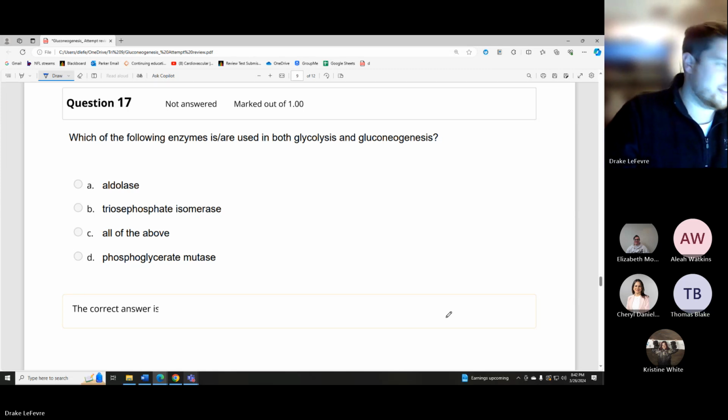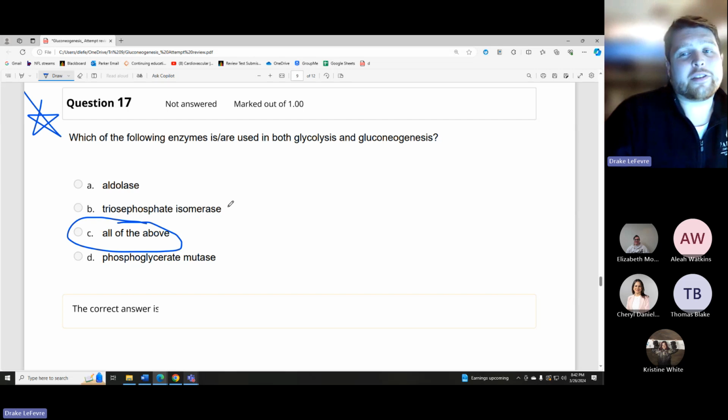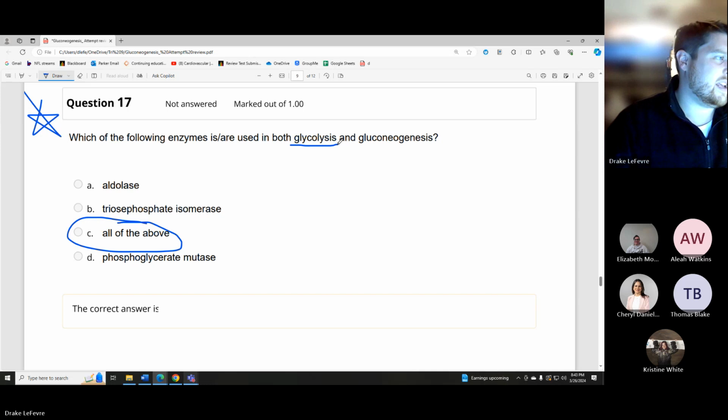All of them? The answer is all of them. This is another question where if you don't remember every single thing that goes on in glycolysis, get out your little flashcards or whatever you used to memorize glycolysis the first time you took the test and start reviewing them again, because you're going to want to remember glycolysis to remember gluconeogenesis.